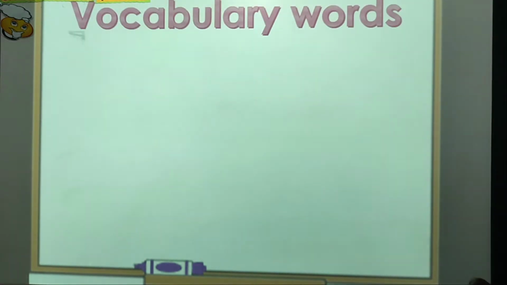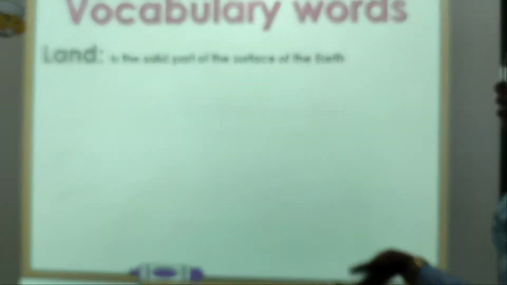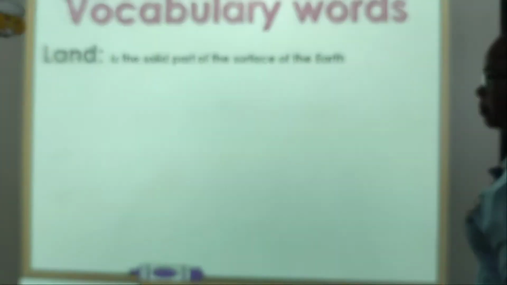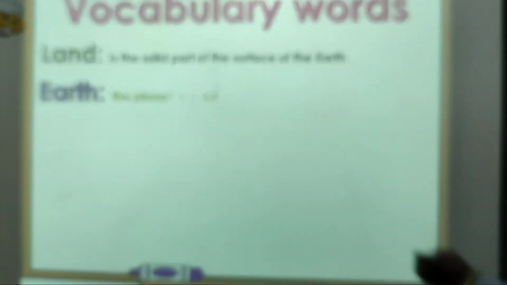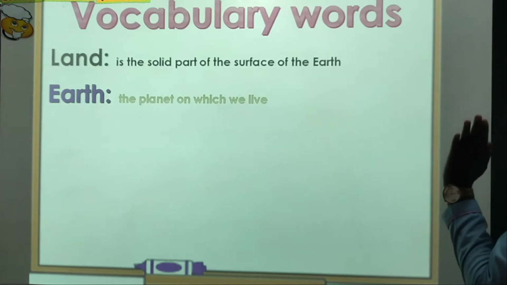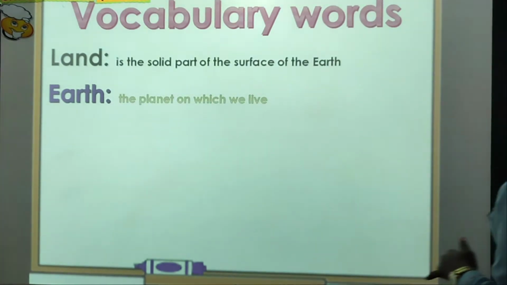Vocabulary words. Let's talk about vocabulary words. Land. What is a land? A land is a solid part of the surface of the earth. Let's talk about earth. The planet on which we live is called what? Earth.